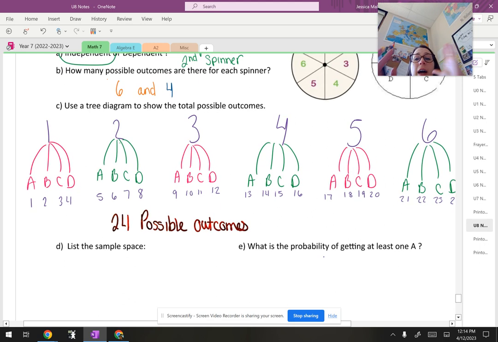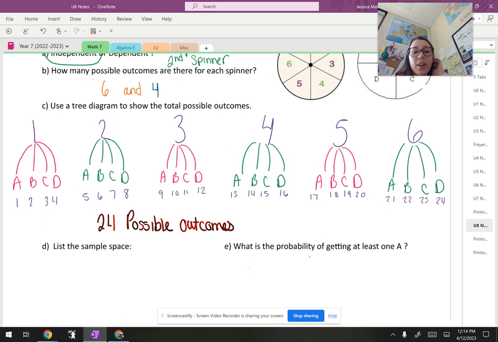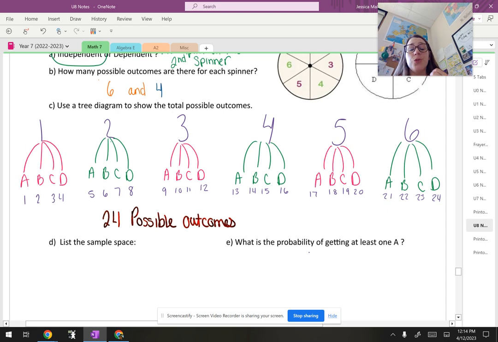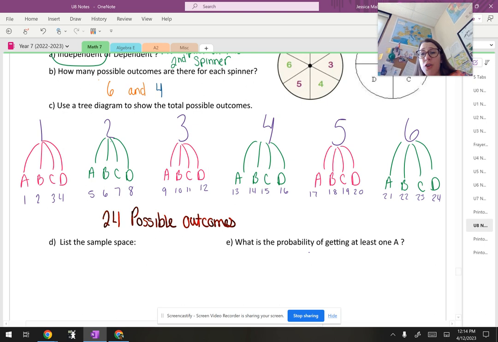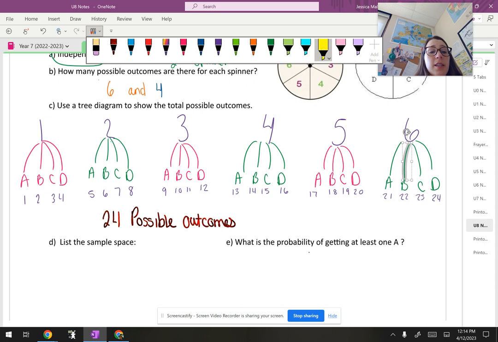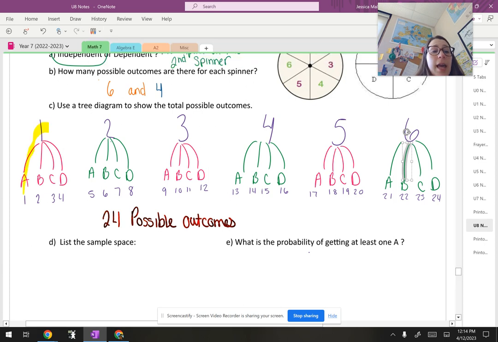Some might have gotten 60. If you're getting 60, you might have added the 1, 2, 3, 4, 5, 6 from the top, which I get why you might think that. But the reason that you don't do that is because each of those, the 1, 2, 3, 4, 5, 6, they're already included when we look at that bottom row. Like looking at this right here, getting a 1A, that 1 is already accounted for, so we don't count it a second time.